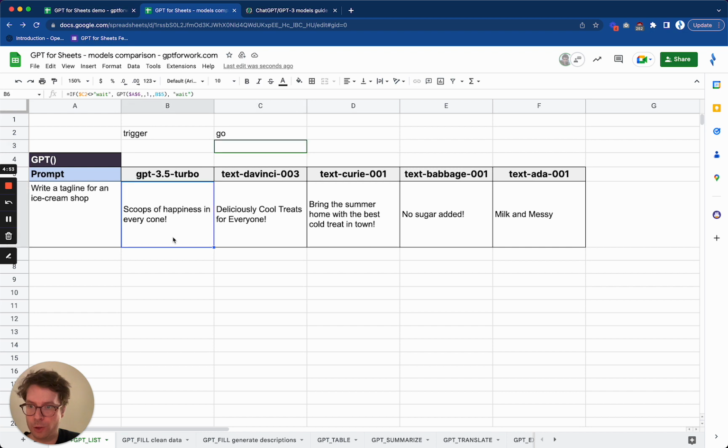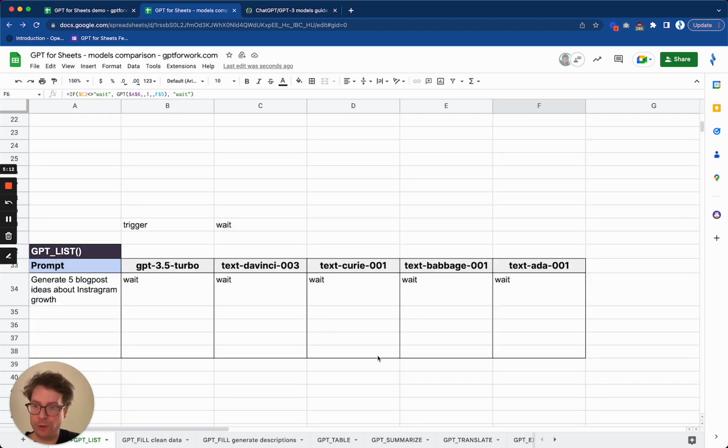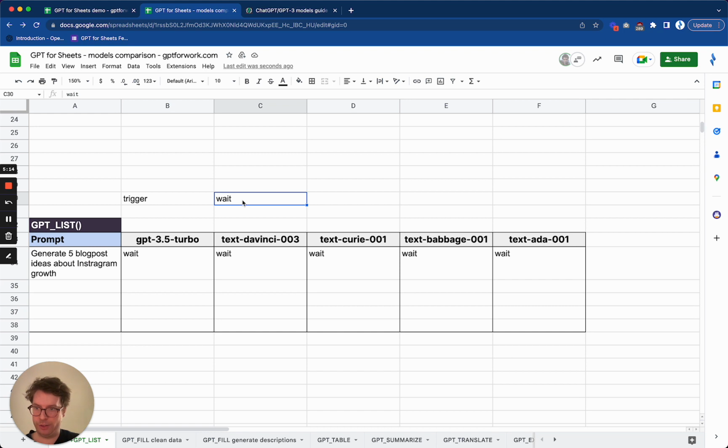Okay, so GPT 3.5 Turbo did not change its results. DaVinci did change. We see the results of these three models are, well, Curie is not so bad, but Babbage and Ada are not great. Okay, we can do the same test with GPT list. Here the prompt is: generate 5 blog post ideas about Instagram growth. Okay, let's go.